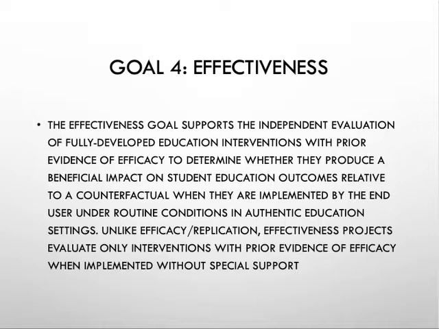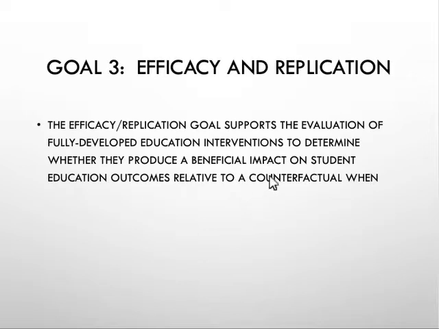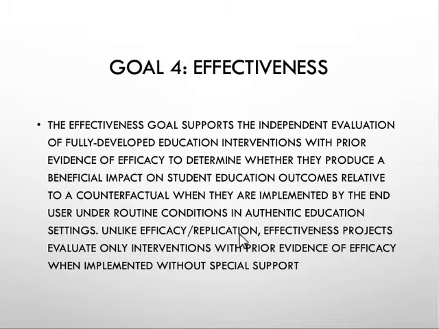And then in Goal 4, we have an effectiveness grant, which supports the independent evaluation of fully developed education interventions with prior evidence of efficacy to determine whether they produce a beneficial impact on student education outcomes relative to a counterfactual when they are implemented by the end user under routine conditions in authentic education settings. Unlike efficacy and replication, effectiveness projects evaluate only interventions with prior evidence of efficacy when implemented without special support. So in this one, we would do a randomized control trial that would be fairly robust with good power, and this one would be essentially the same thing, but we would be expecting that teachers and school personnel would be the ones involved in implementing it.